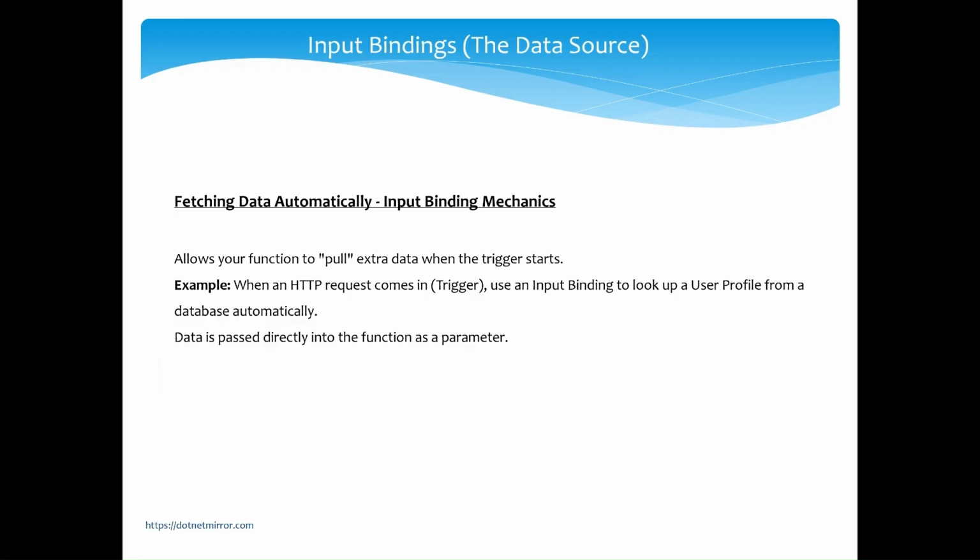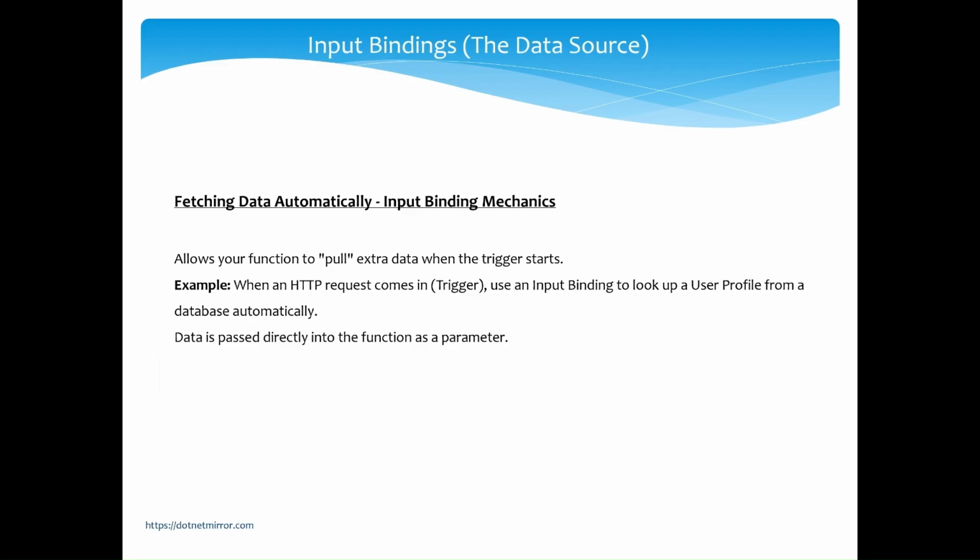Let's break down the input bindings. This allows your function to pull additional data the moment the trigger fires. Imagine an HTTP request comes in with a user ID. Instead of writing database connection logic to go and find that user, you can configure an input binding.